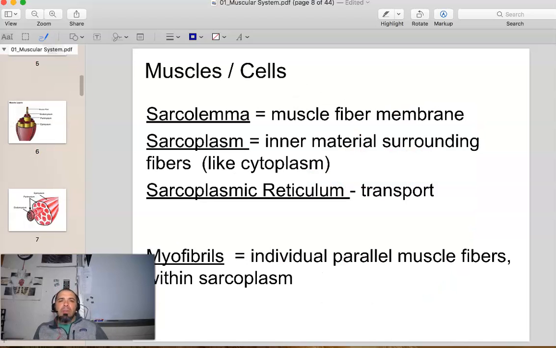When we talk about muscle cells, there's a couple things we need to cover. Sarcolemma is the muscle fiber membrane, like a cell membrane. Sarcoplasm is the inner material which surrounds the fibers, like cytoplasm. The sarcoplasmic reticulum transports calcium, and calcium is important for muscle contraction. And then the myofibrils are the individual muscle fibers within the sarcoplasm. I will be showing you a picture of this later.